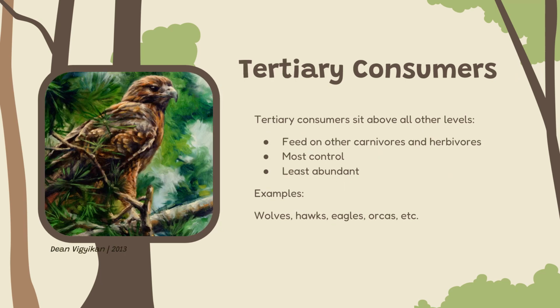Tertiary consumers are above all other levels. They manage both carnivores and herbivores, which gives them the most control over an ecosystem. However, this is the least abundant trophic level of the pyramid. There is little energy available for these species, but they are essential in creating a natural balance. Examples of tertiary consumers are wolves, hawks, eagles, and orcas.